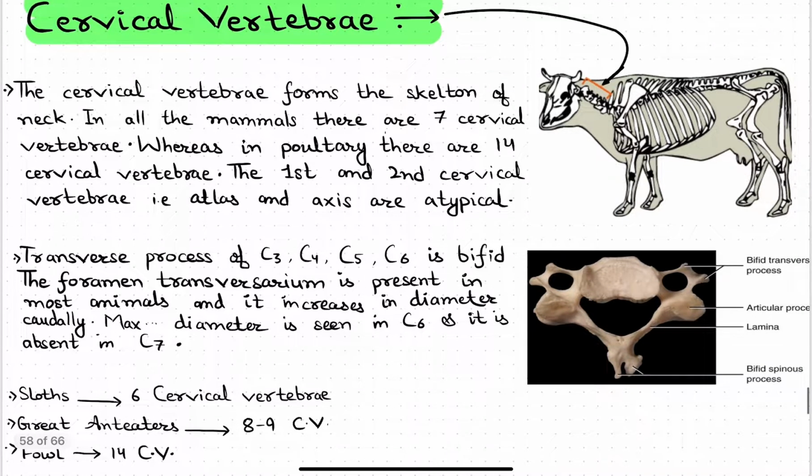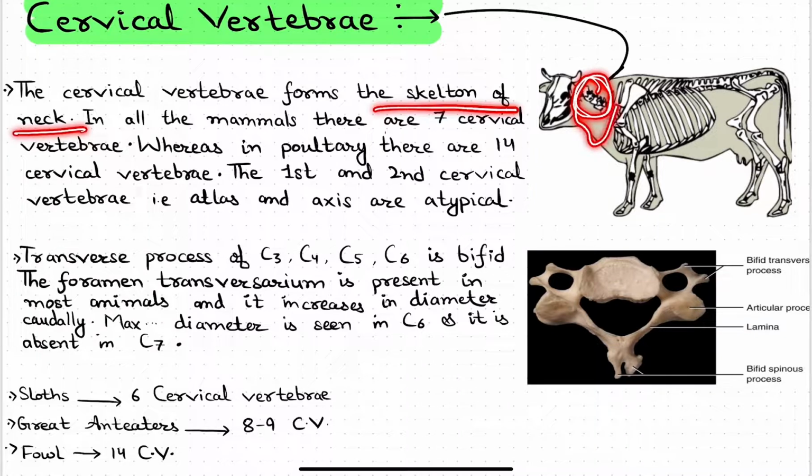Hello everyone. Today we are going to study the cervical vertebra. This is the region in an animal where these cervical vertebrae are present. As we know, there are various divisions of the vertebral column. One of these, the first part of the vertebral column, is the cervical vertebrae. The cervical vertebrae are the part of the vertebral column which forms the skeleton of the neck. So this is the neck region.